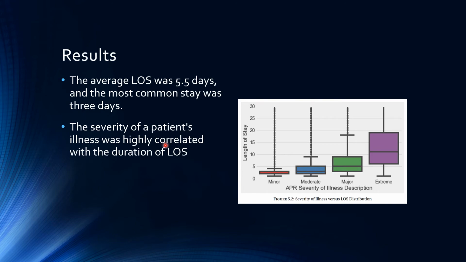The severity of a patient's illness was highly correlated with the duration of length of stay. As we can see from the graph, extreme severity was on average 12 days, compared to minor severity at about 2 days.